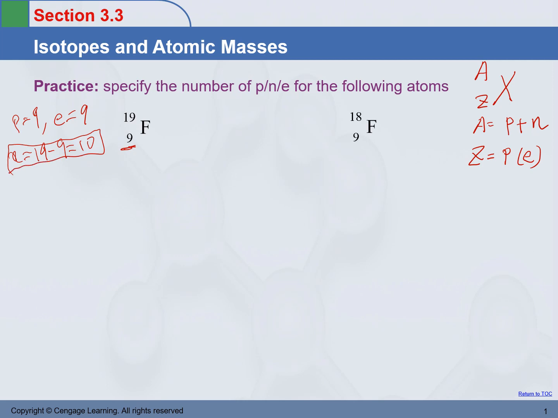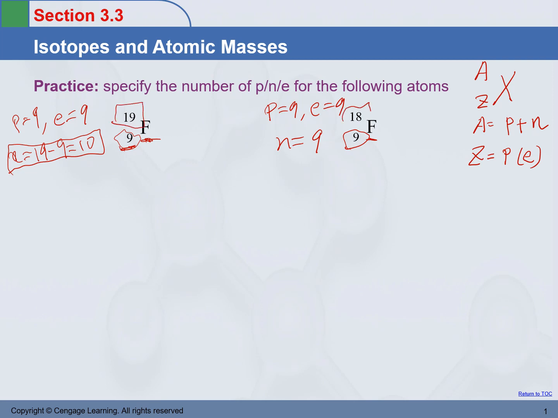If you understand the first one, you can do the second one, and you're going to find out this one has 9 protons, 9 electrons, and neutrons are also 9. 18 minus 9 equals 9. Now what we see here is we have 2 atoms. They are both fluorine because they have the same number of protons. The number of protons is the ID of the atom. So they're both fluorine. However, they're clearly different.